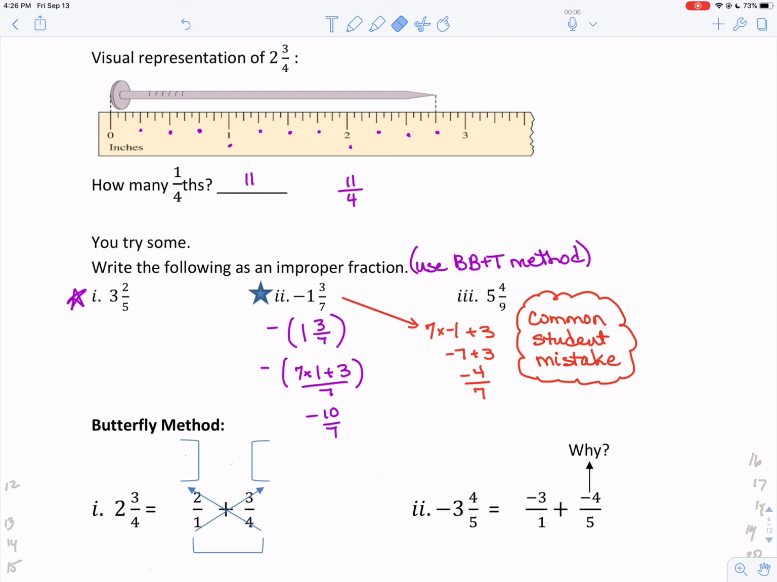So for class tomorrow, I would like for you to turn in the very first one, 3 2/5. Write that as an improper fraction using the BB&T method.